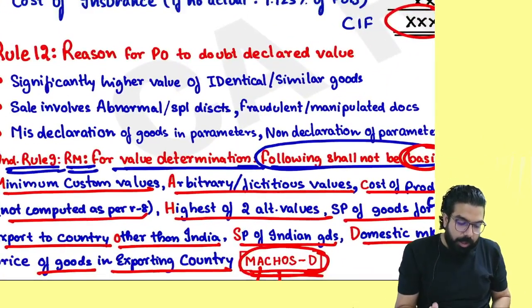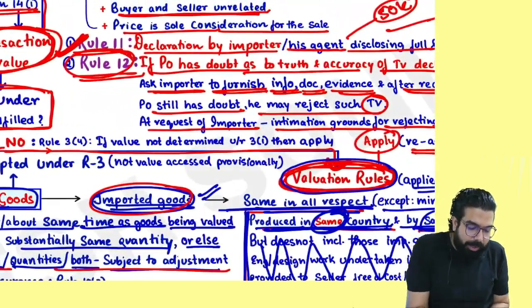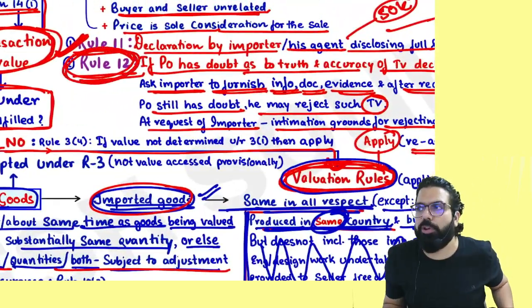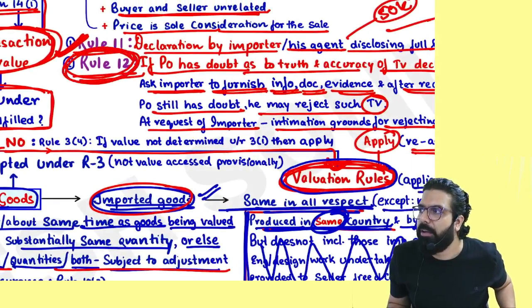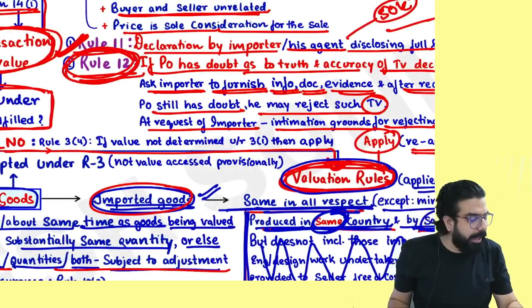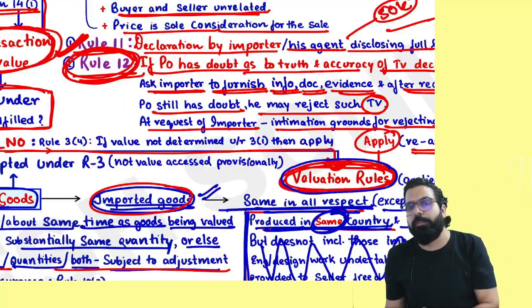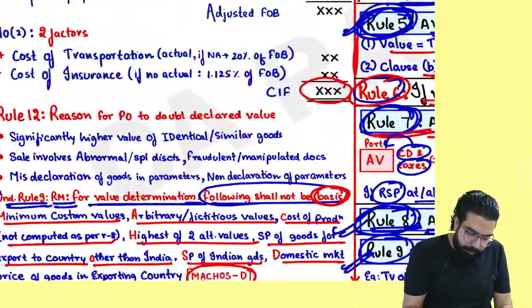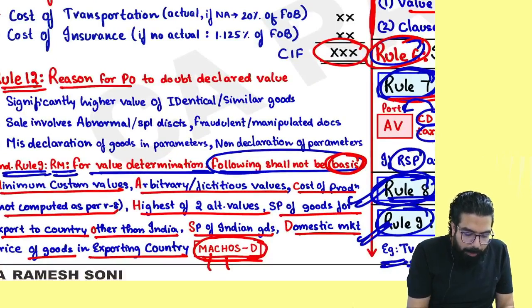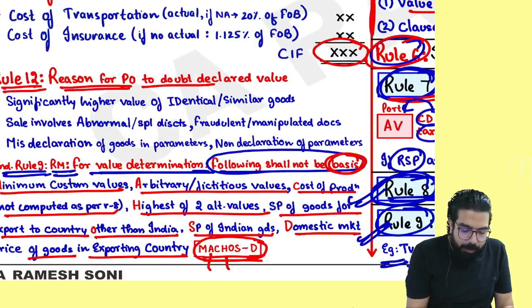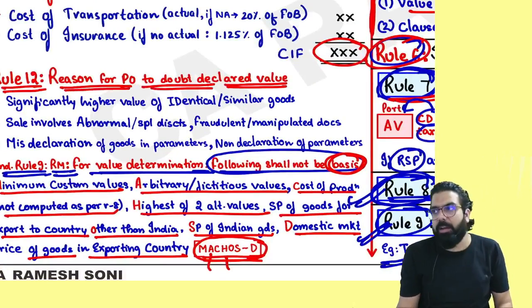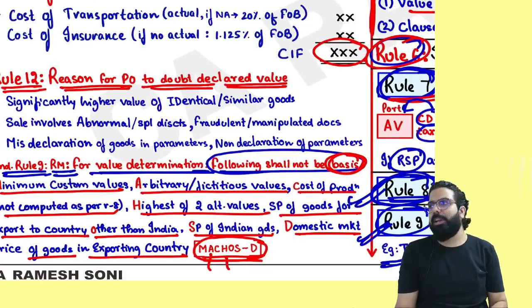Now, sir, rule number 12 mein officer can have a doubt on you, right? What are the times officer will have a doubt on you? When can the officer have a doubt on you? Rule number 12, proper officer, reason for the proper officer to have a doubt on the declared value.